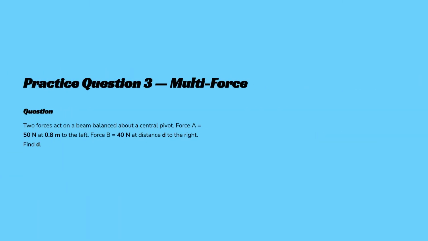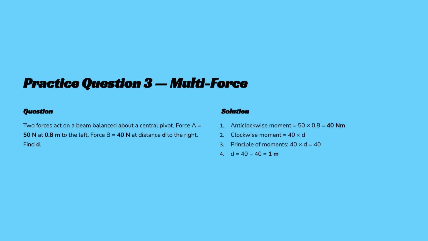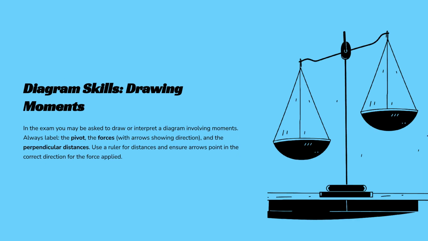For our multi-force example, a 50 Newton force at 0.8 meters equals a 40 Newton meter moment. To balance this with a 40 Newton force, the distance must be 1 meter. Improving your diagram skills is crucial. When sketching moments, always clearly label the pivot, the direction of forces with arrows, and indicate the perpendicular distances used.